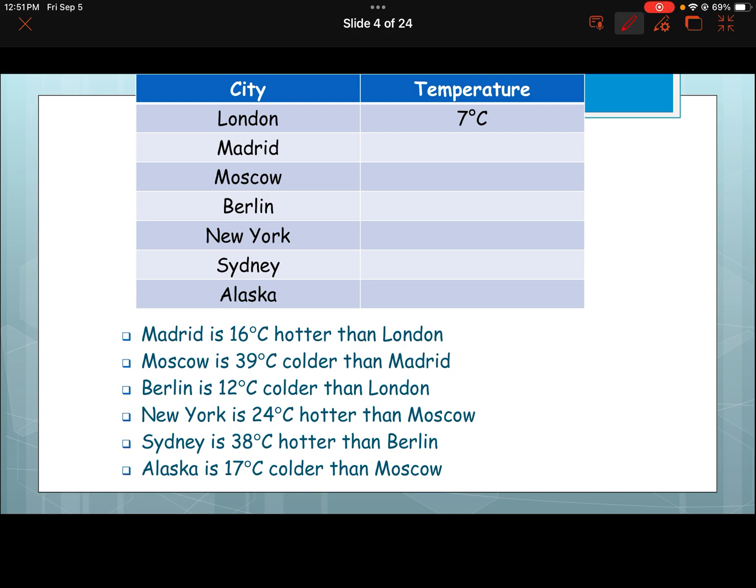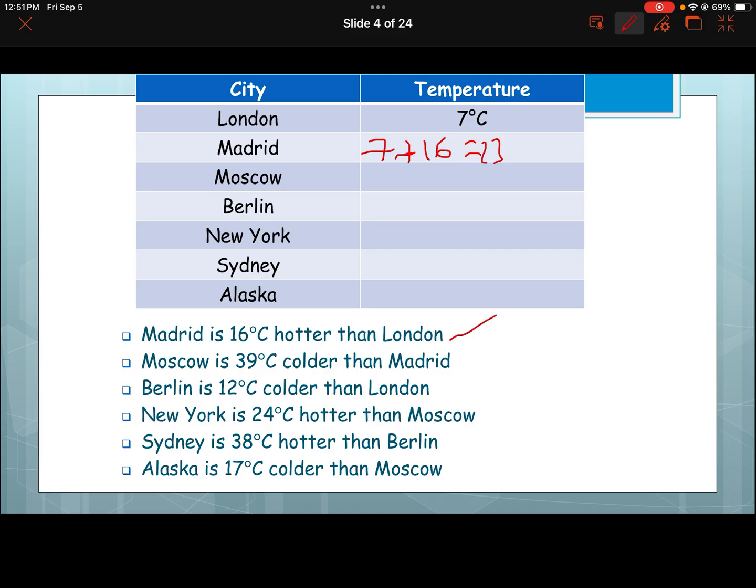Okay, so it says Madrid is 16 degrees hotter than London, so quite literally throw a 7 plus 16 there, right? If you still need to count up or whatever, there's nothing wrong with that, yeah? 7 and then count on, like add 16 onto it, there's nothing wrong. As long as you get 23, you're good.